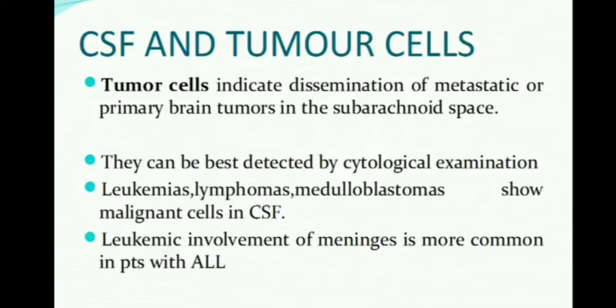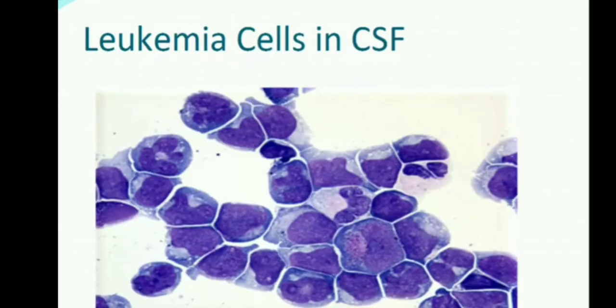Now, there can be tumor cells present in the CSF. What do they indicate? They indicate the dissemination of metastatic or primary brain tumor cells in the subarachnoid space, and they can be best detected by a cytological examination. Examples of tumor cells found in the CSF are leukemias, lymphomas, and medulloblastomas. It is most commonly seen in ALL. This is the picture showing the leukemic cells in the CSF.